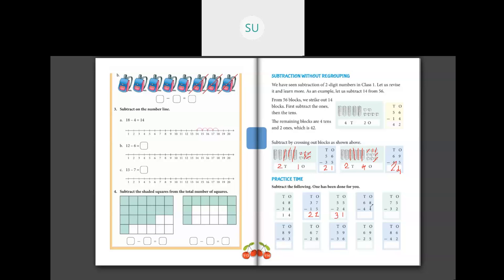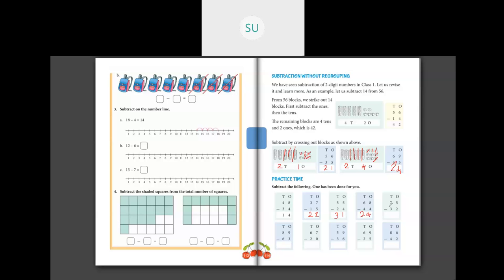Then 68 minus 44. First we'll subtract the ones. 8 ones minus 4 ones. How much is 8 minus 4? When you hold 8 in your hands and then take out 4 from that, how much will be left? 4 will be left. Then 6 minus 4. If you take away 4 from 6, 2 will remain. So 68 minus 44 is 24.